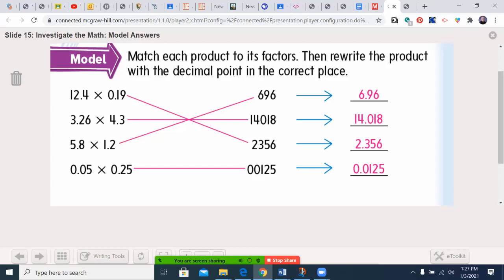Here, 326 times 43 is 14,018. There are 1, 2, 3 decimal places. There are 3 here as well. 1, 2, and 3. 14.018, or 14 and 18 thousandths.